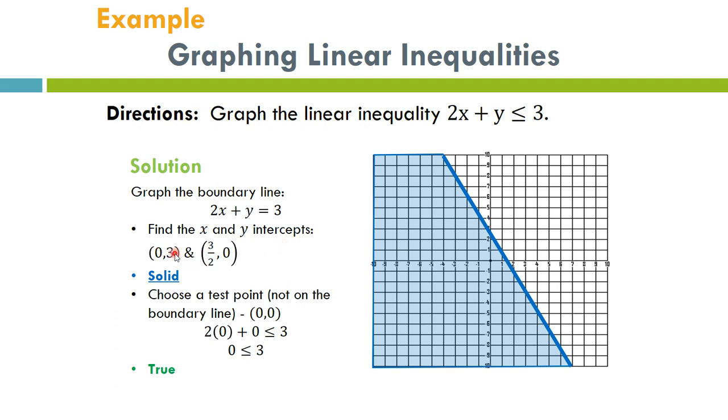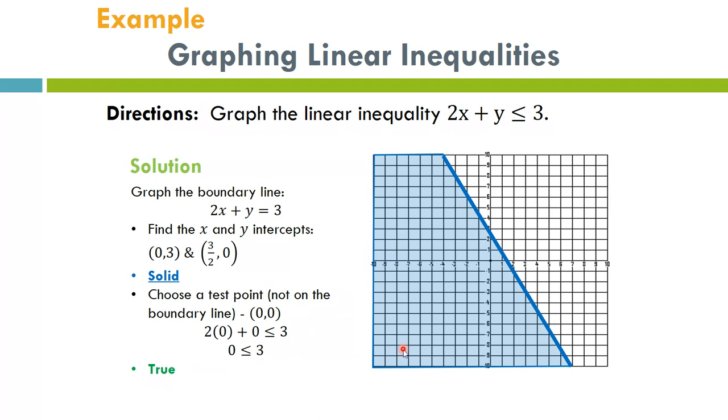My x and y intercepts turned out to be 0, 3, and 3/2, 0, which I've plotted. I used a solid line in this example because my inequality symbol is less than or equal to. And then I chose a test point again. I chose 0, 0, which would be here where my two axes cross. Remember, with your test point, you plug that into your inequality to see if it makes your inequality true or false. When I plug in 0, 0 into this inequality, I get 0 is less than or equal to 3. And that is true. 0 is smaller than 3.